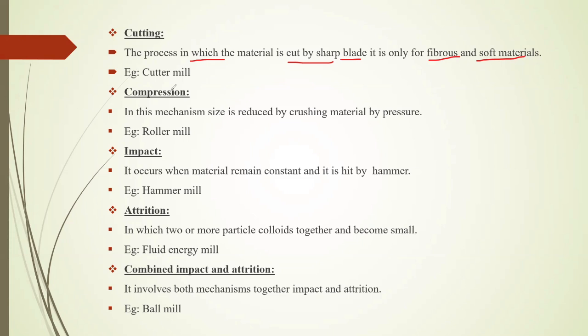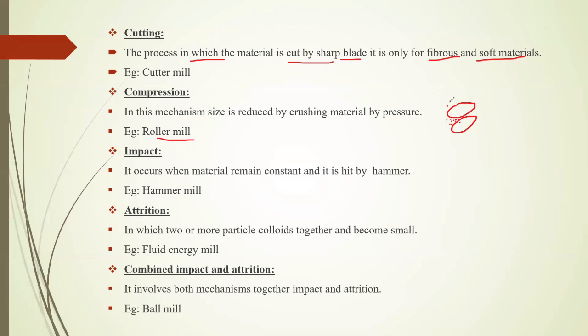This is the cutting. And the second one is compression. So in this mechanism, what will happen? The size is reduced by crushing the material by pressure. एग्जाम्पल रोलर मिल. इसको हम जनरल तरीके से समझे तो हम लोग आटा पिसवाने जाते हैं या चक्की पिसवाने जाते हैं. तो इन दैट देर विल बी वन इक्विपमेंट, और देर विल बी वन डिवाइस और इक्विपमेंट. उस इक्विपमेंट में क्या होगा, दो रोलर्स रहते हैं. Two rollers will be there, and from the middle the grains will pass.